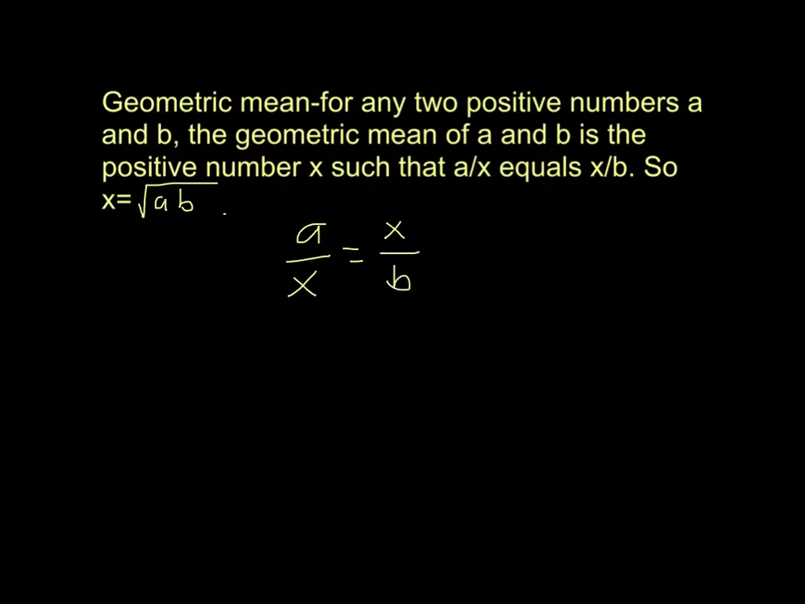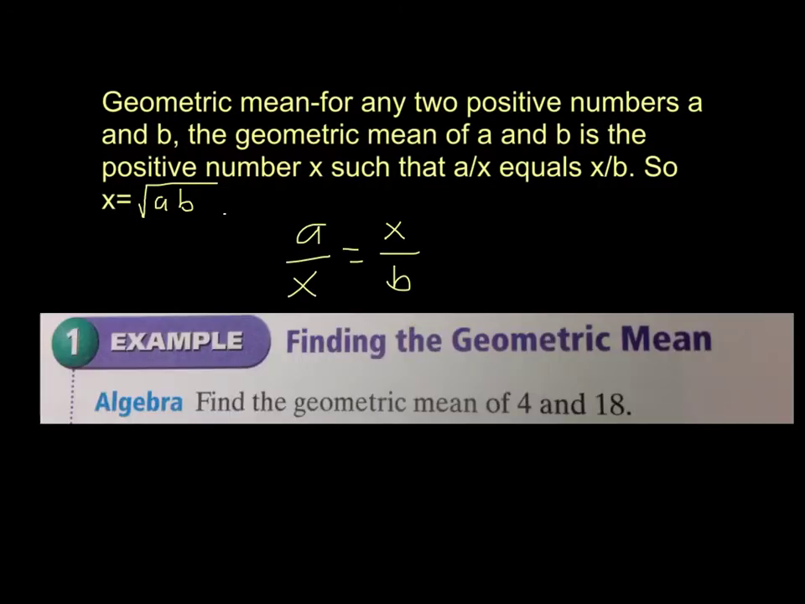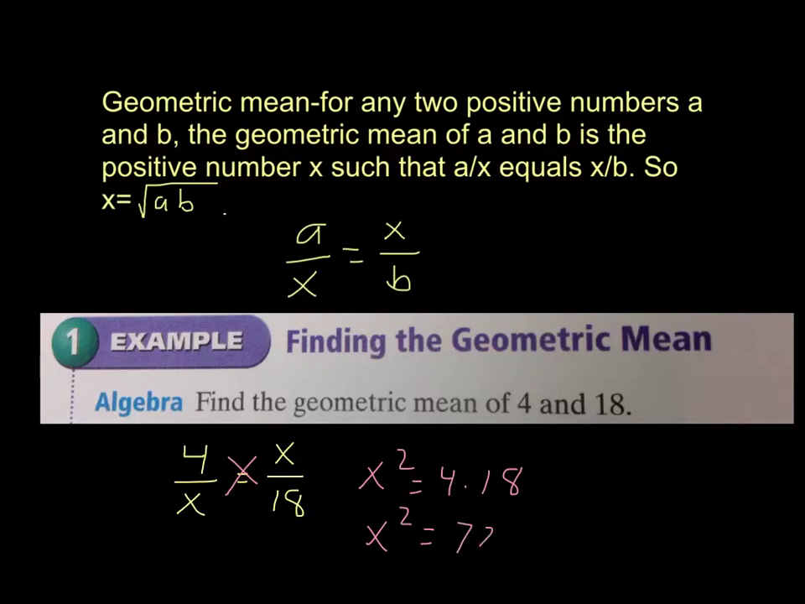All right, now let me give you an example so we can understand this better. Example 1 asks us to find the geometric mean of 4 and 18. So we're going to set up a proportion. We're going to write 4 over x, which has to equal x over 18. Of course, as always, we're going to do cross products. So x squared is going to equal 4 times 18, so x squared has got to equal 72.